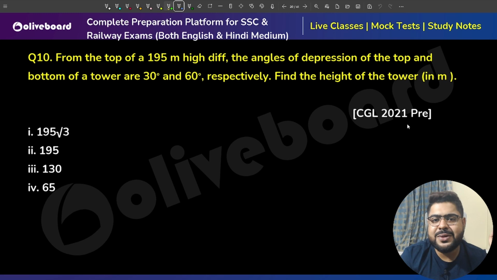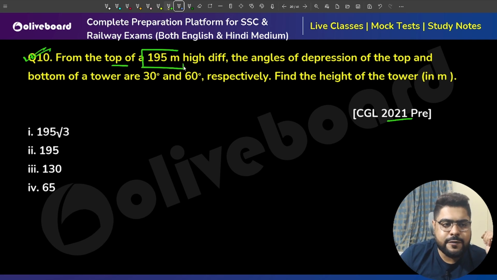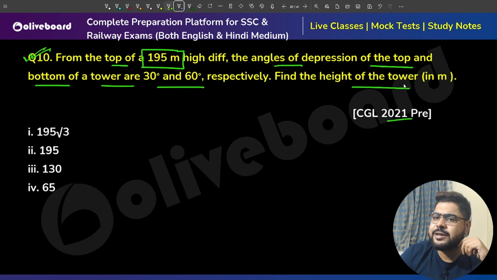So let's do another one, sir. Let's do this one again, 2022 CGL. From the top of a cliff this high, the angle of depression of the top and the bottom of a tower is given. Find the height of the tower. Now, this is a little better question.